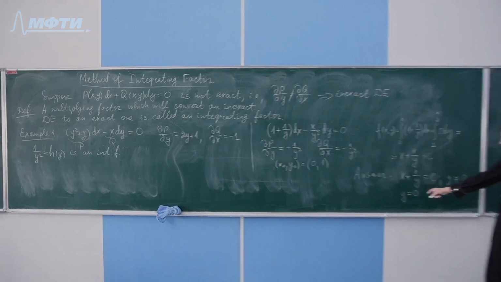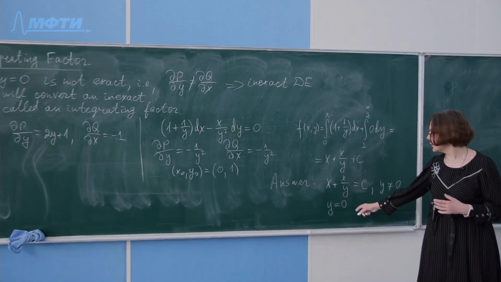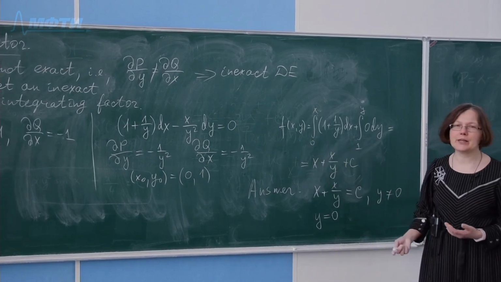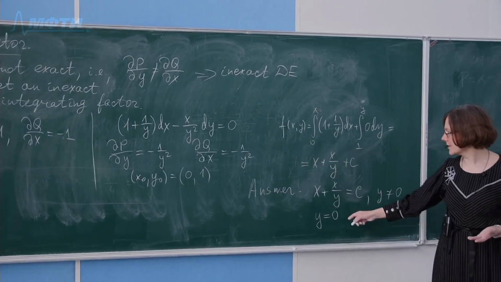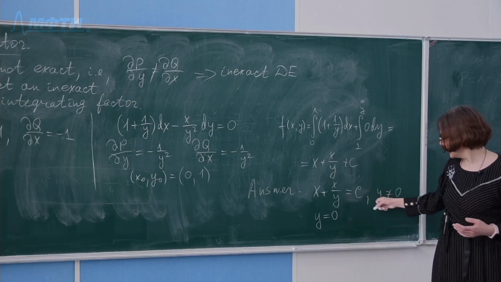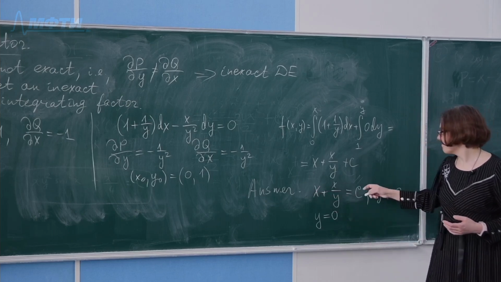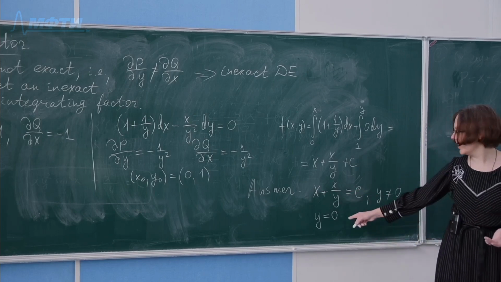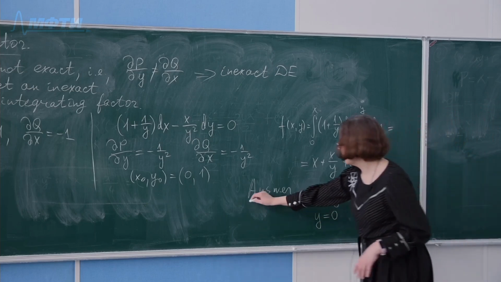Right? This formula gives a particular solution for our equation, because we have divided by y squared, so we have lost a solution. So this is a particular solution. This solution is given for y which is not 0, and this is a particular solution. Right.